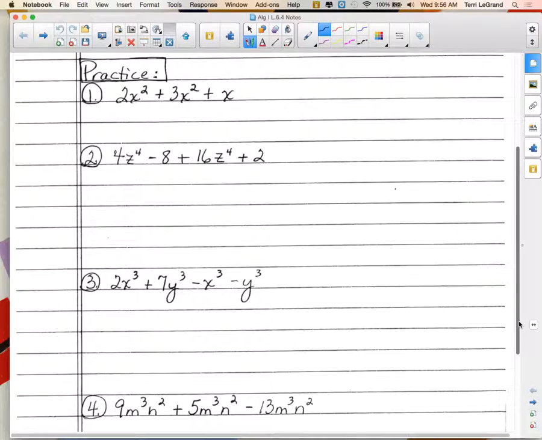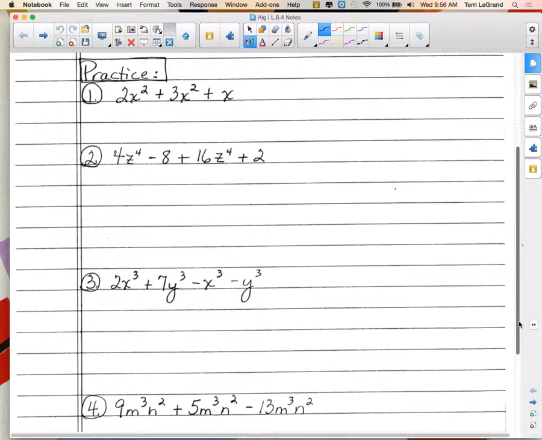How many monomials? 3. Okay, could this be written in standard form? No. So if we're saying no, why not? What's the reasoning? Because we're adding. Oh, so when you're adding, you can't put it in standard form.